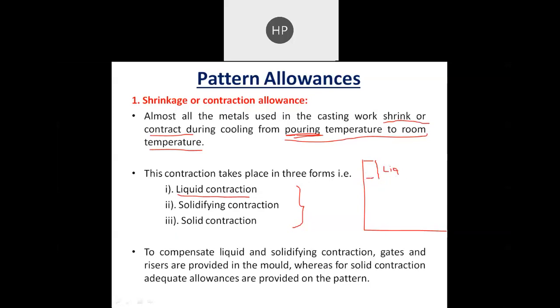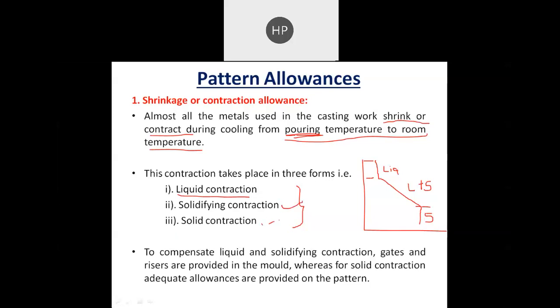Then solidifying. During that solidifying we have liquid plus solid. Some portion will be in liquid form and some portion will be in solid form. This transformation is the solidifying contraction. During that some contraction will occur, and then finally it will reach the solid state, and then it will come to room temperature. That will be a solid contraction. So solidifying contraction and solid contraction.